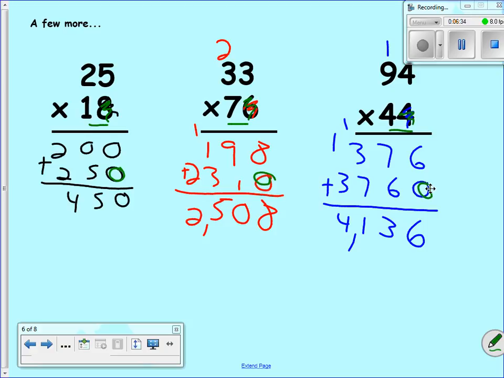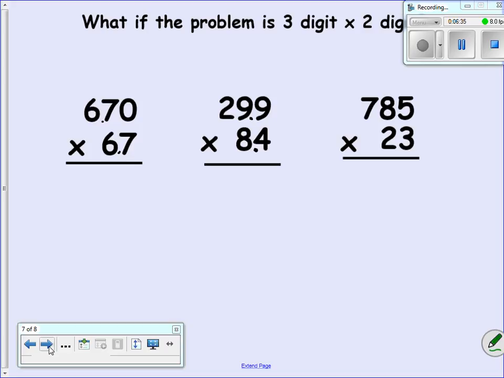All right, let's take a look and see what we can do with some decimals here. Now I've got decimals in my problem. The nice thing with multiplication, kids, is you don't have to line up the decimal. It's not like adding or subtracting. You just go ahead and work out the problem. Let's take a look here. 7 times 0, I have 0. 7 times 7, I have 49. 7 times 6 is 42, plus 4 is 46.